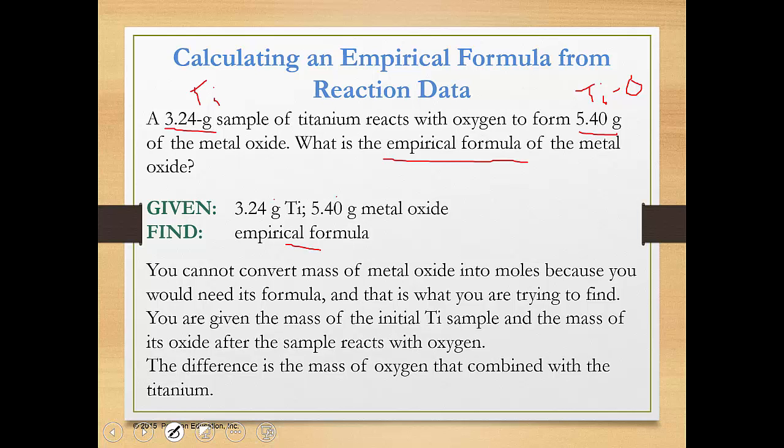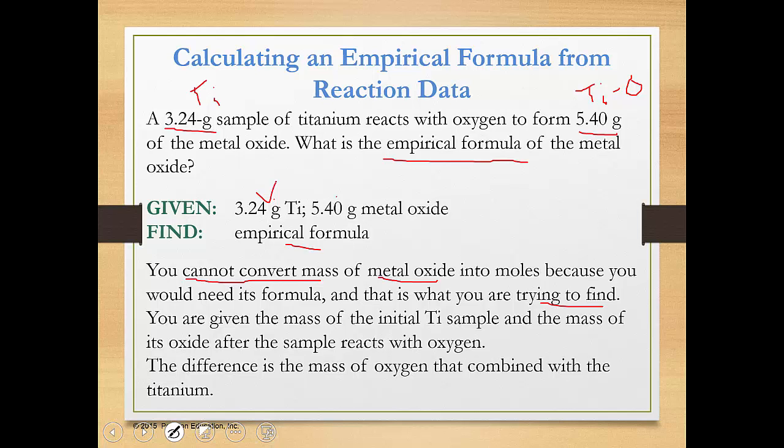So, where do we need to begin? Well, now, if we could get everybody to moles, we'd be in good shape. But the problem is, we can't do that. We can't convert the mass of the metal oxide into moles because we need to know the formula to do that, and that's what we're trying to find. We don't have that. Okay, so let's look at our other piece of information first. We're going to set the 5.4 grams aside for now, and let's focus on the 3.24 grams of titanium in there.